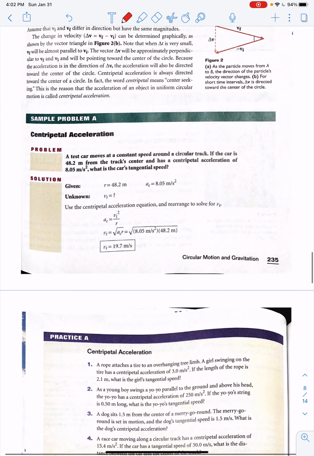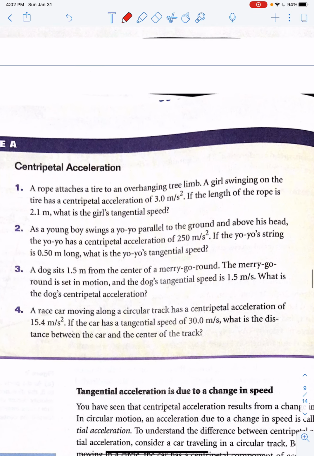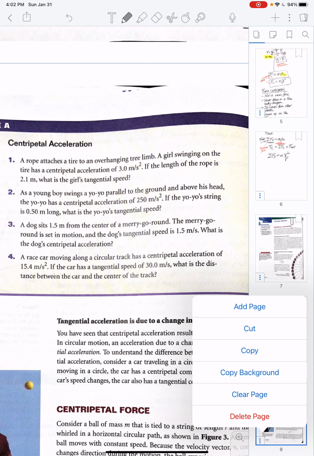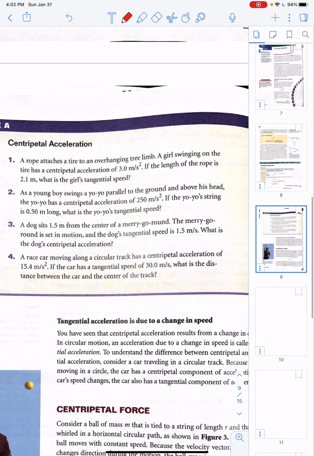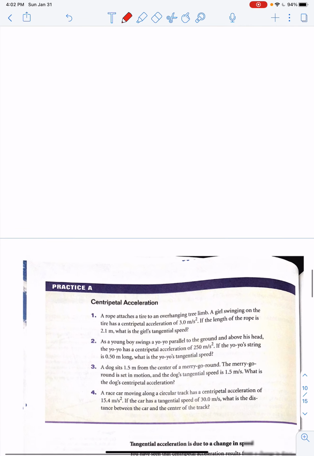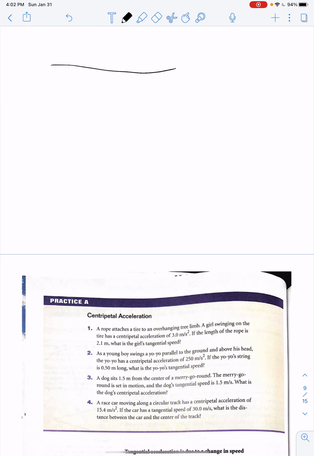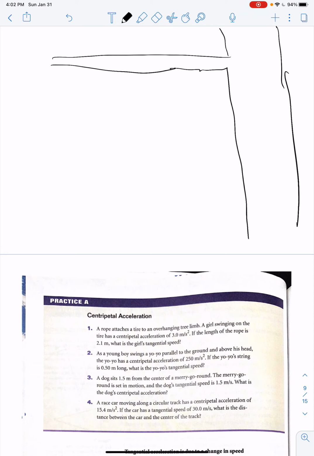If we look down here from practice A, it says, let me add a page here so I can write right above this. All right, a rope attaches to a tire on an overhanging tree limb. So let's do one example problem, just because I feel like I've done a lot of talking and maybe an actual problem would help more. So we have a rope here attached to a tire, and a girl swinging on the tire has a centripetal acceleration of 3.0 meters per second squared. All right, so we got a kid who's swinging on a tire.